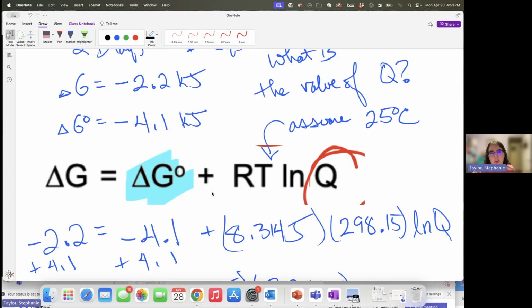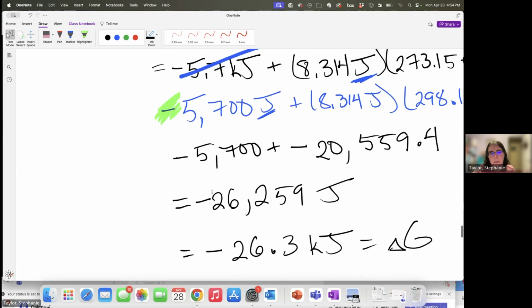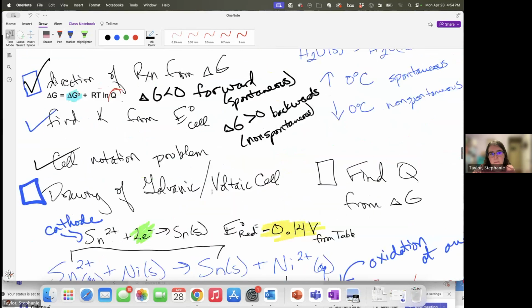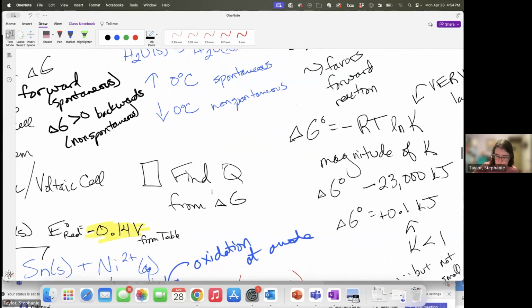Other questions from the chat right now? I think just one more. Okay. Can you do a problem where we change the temperature for a delta G standard problem? So we have to use enthalpy and entropy. Sure.